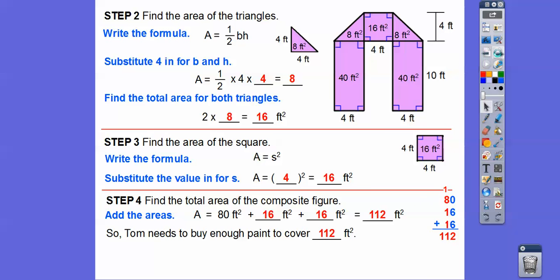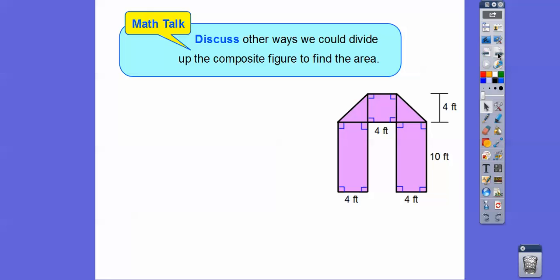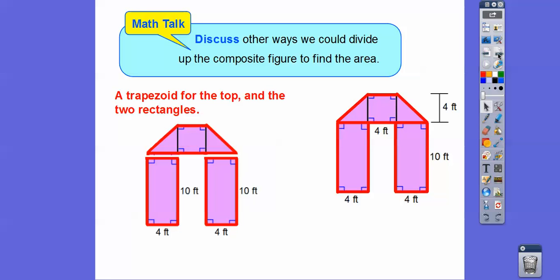Okay, all right. So discuss another way we could have divided this composite figure to find the area. Well, there's a trapezoid. We could have cut it up with the trapezoid on top and the two rectangles on the bottom. And the trapezoid is 1/2 base 1 plus base 2. Okay, so this was 4, this was 4, this was 4, so this would have been 12 plus this top piece is 4, and then we could have used our trapezoid formula and then added in the two 80s. We would have still got the same area right there.